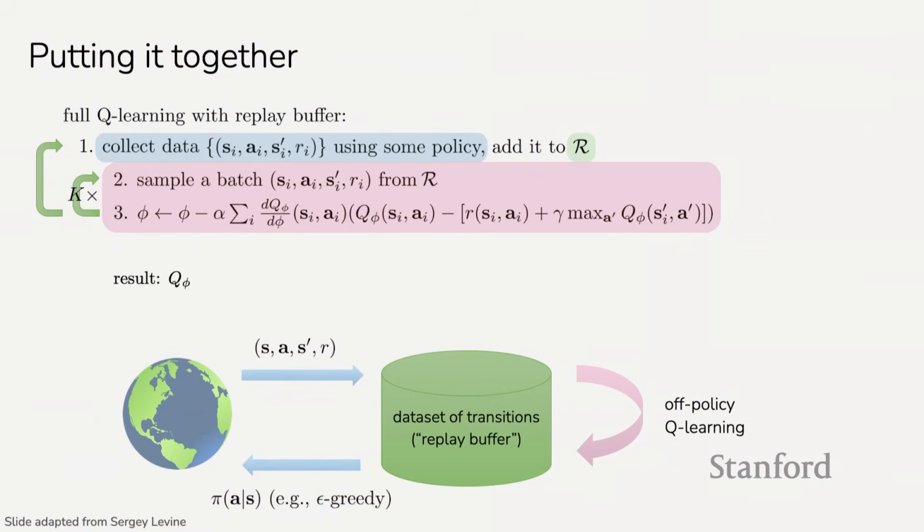One important thing, the result of this algorithm is Q, and then to extract a policy out of that, the final policy that you would deploy is a policy that is acting greedily, where it's taking the actions that maximize your Q.